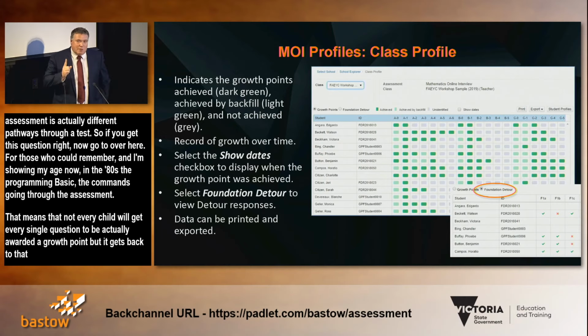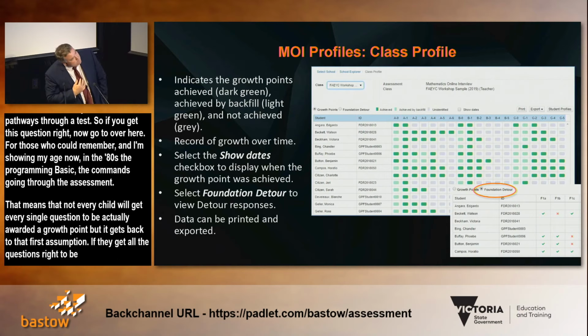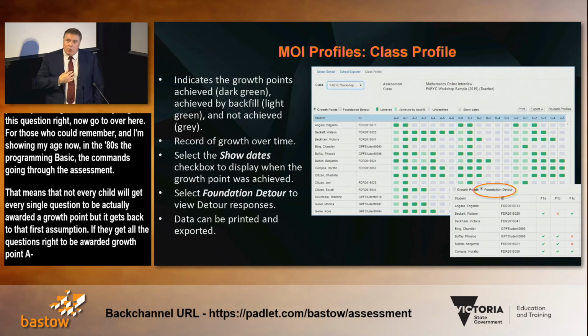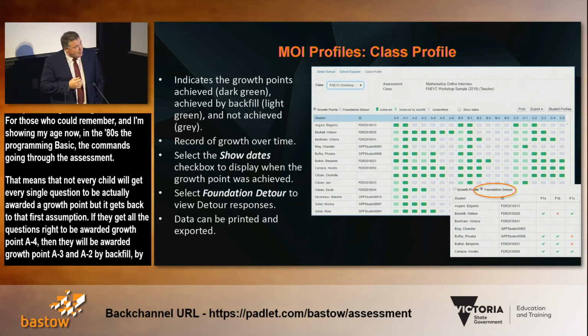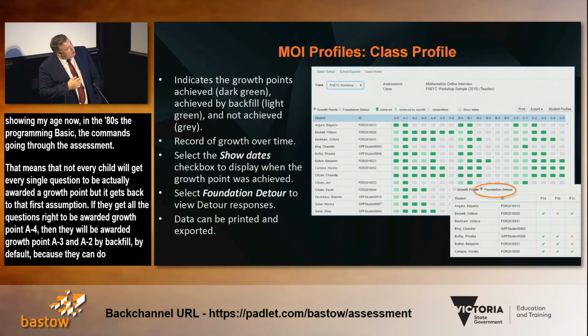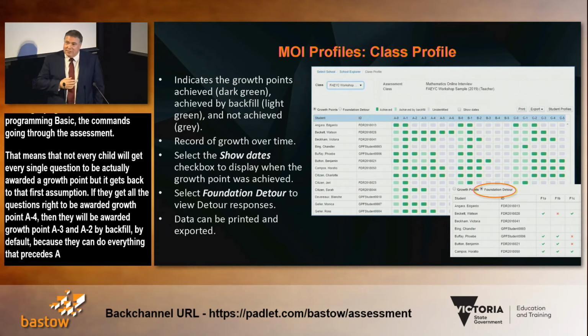But it gets back to that first assumption. If they get all the questions right to be awarded, say, growth point A4, then they will be awarded growth point A3 and A2 by backfill, by default, because they can clearly do everything that precedes growth point A4. And I'm looking at Benjamin Button as an example there on the screen.